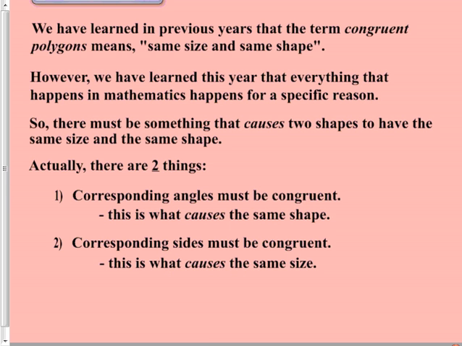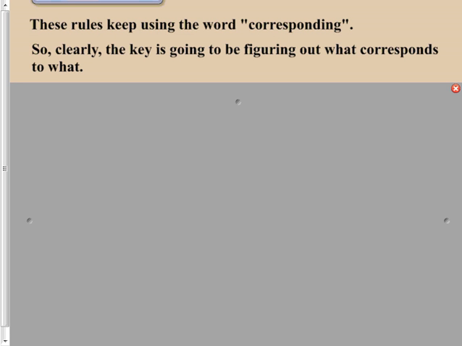The rest of this discussion is going to be about the corresponding angles being congruent and corresponding sides being congruent. But as you can tell, we continue to hear a certain word over and over again, and that is corresponding. We've used this word this year already to mean same basic location, but at different intersections. Well, this definition is mostly going to hold true for what we are doing here today. So the key is going to be figuring out what corresponds to what.